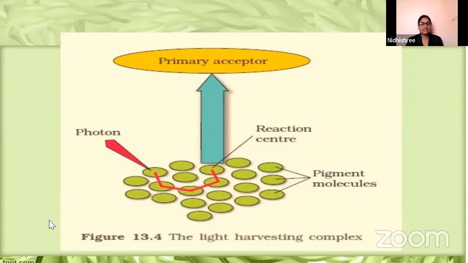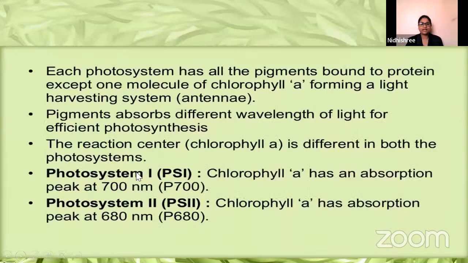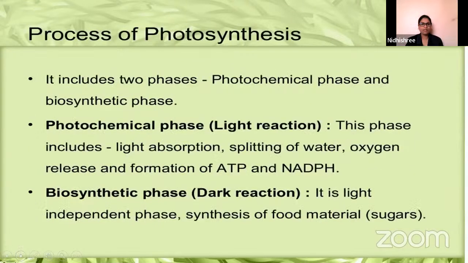Once the photons are absorbed by the primary acceptor, then photosynthesis begins. Then let us discuss photosystem 1 and photosystem 2. Chlorophyll A has an absorption peak at 700 nanometer, so it is called P700. In photosystem 2, 680 nanometer is absorbed, that is chlorophyll A. Next, the process of photosynthesis, light reaction and dark reaction we will discuss later.